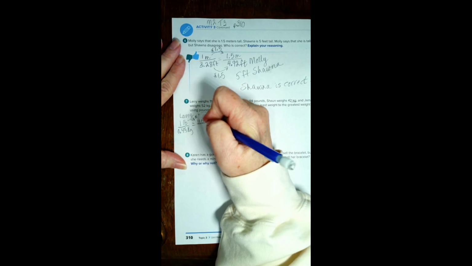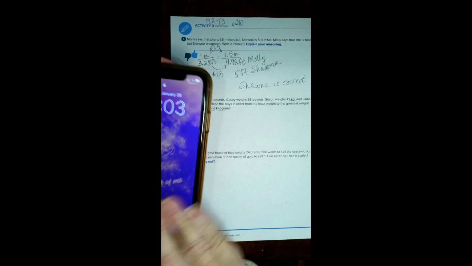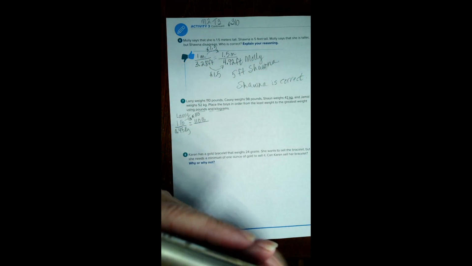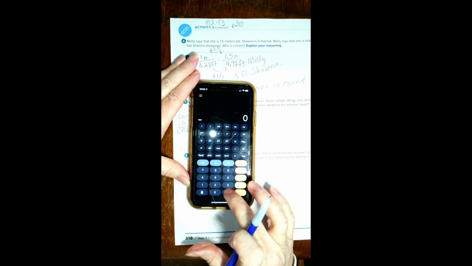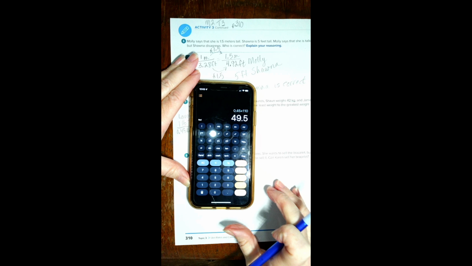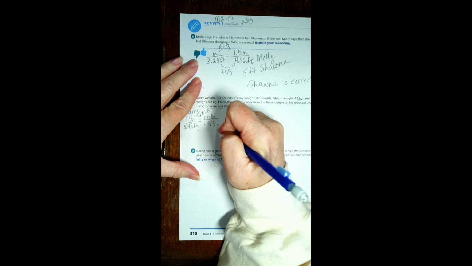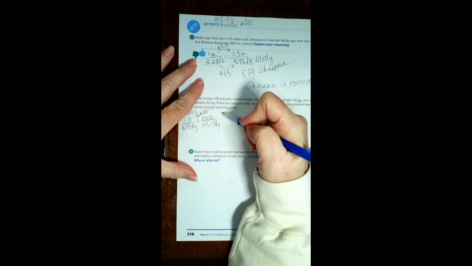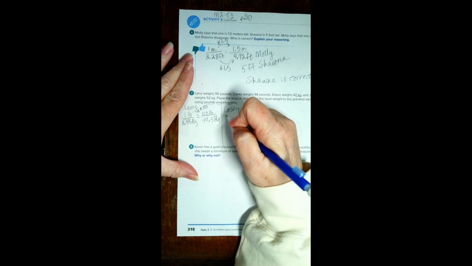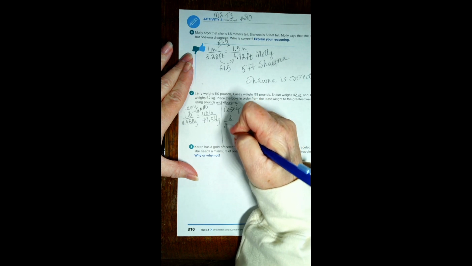So if we look over here, we know 1 pound is about 0.45 kilograms. So we're going to set that up as our ratio, 1 pound to 0.45 kilograms. And we know he's 110 pounds, so this conversion will tell us how many kilograms he is. So we're multiplying by 110. So 0.45 times 110, 49.5. So he's about 49.5 kilograms.